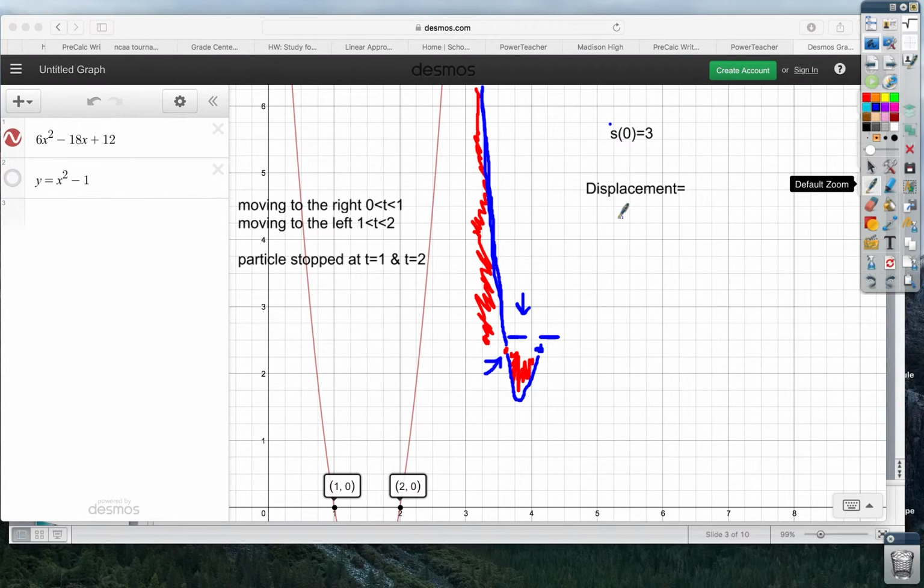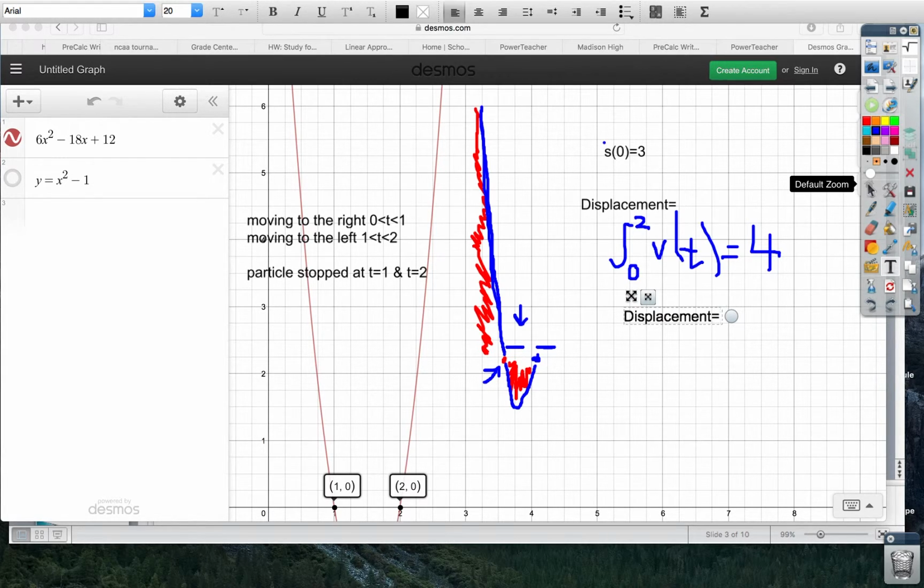So what we're going to do now is we are going to integrate from 0 to 2 for our function v of t. And to save you some time, I've done that work for you. It turns out to be equal to 4. So our displacement is going to be equal to our initial displacement plus our final displacement. Because notice we started at 3. That means we were 3 ahead already. And now we're going to go an additional 4.